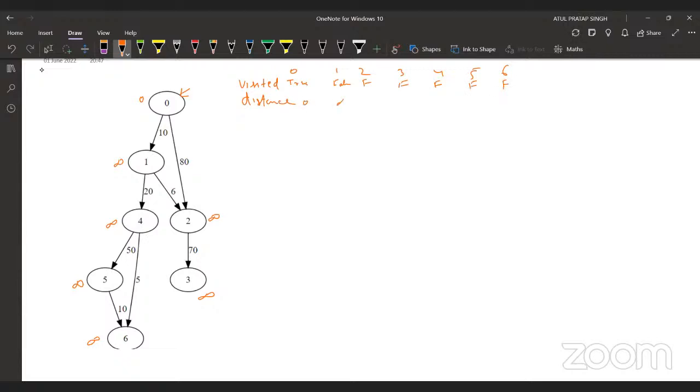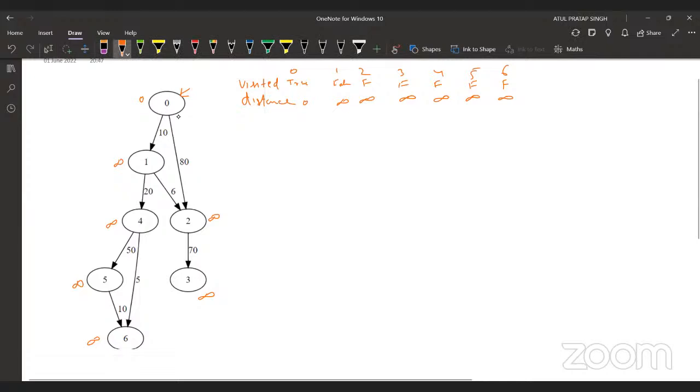And this is 0 and this is all infinite. Okay, so this is the initialization part of this algorithm. After that we will start from the source vertex, and then we will check in our matrix representation what are the adjacent of the source vertex. So we will start from the source vertex 0 and check what are the adjacent nodes of this source.